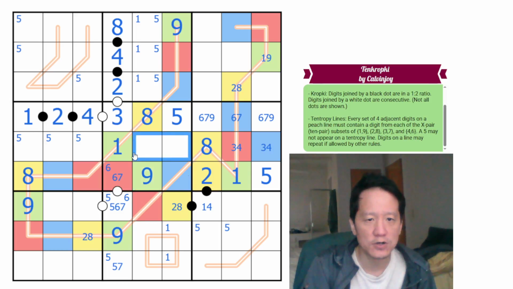The rest are blue. This is, well, actually, we don't know what that is. We have another yellow here. So one of these is a 2. One of these is a 2 or an 8.